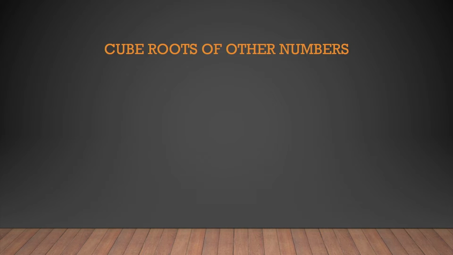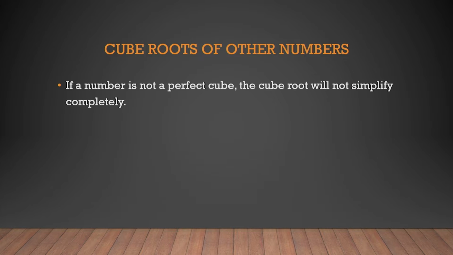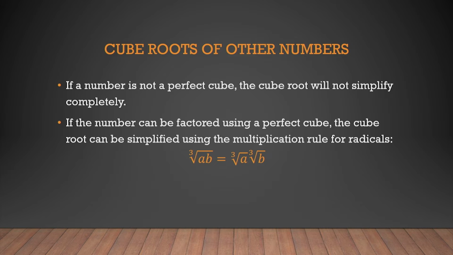Okay, now what if you need to simplify the cube root of a number that's not one of those perfect cubes? If it's not a perfect cube, the cube root will not simplify completely. However, you may be able to simplify it somewhat. If you can factor the number using a perfect cube, then the cube root can be simplified using the multiplication rule for radicals, which says that the cube root of a times b is the same as the cube root of a times the cube root of b.